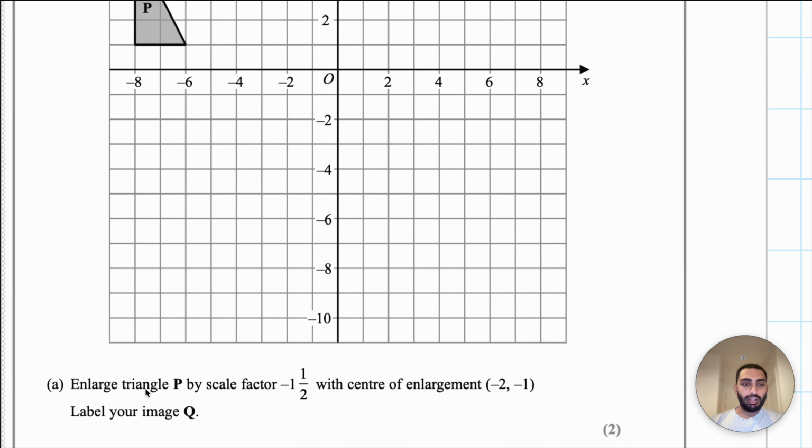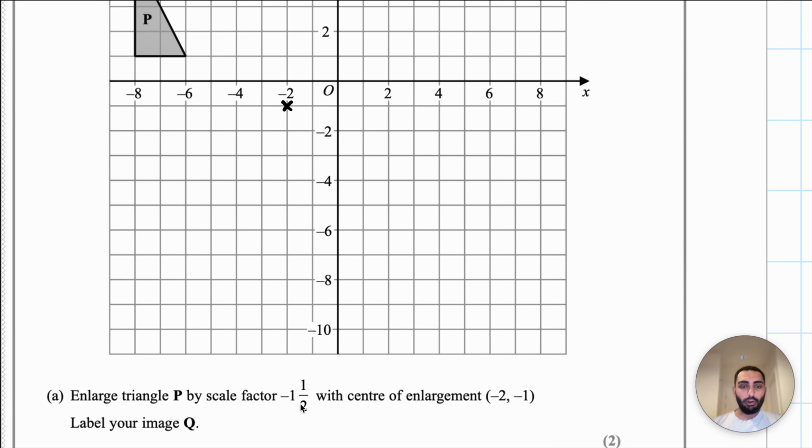Question 18. Enlarge triangle P by scale factor of negative 1.5 with center of enlargement negative 2, negative 1. So negative 2, negative 1 is over here. Label your image Q. We're trying to multiply all of our lengths from our center of enlargement by negative 1.5. So we'll multiply it by 1.5 first, and we'll just do the opposites of that. I'm going to take a look at this point first. From here to here, I've gone up by 2, and then I've gone across by 4.